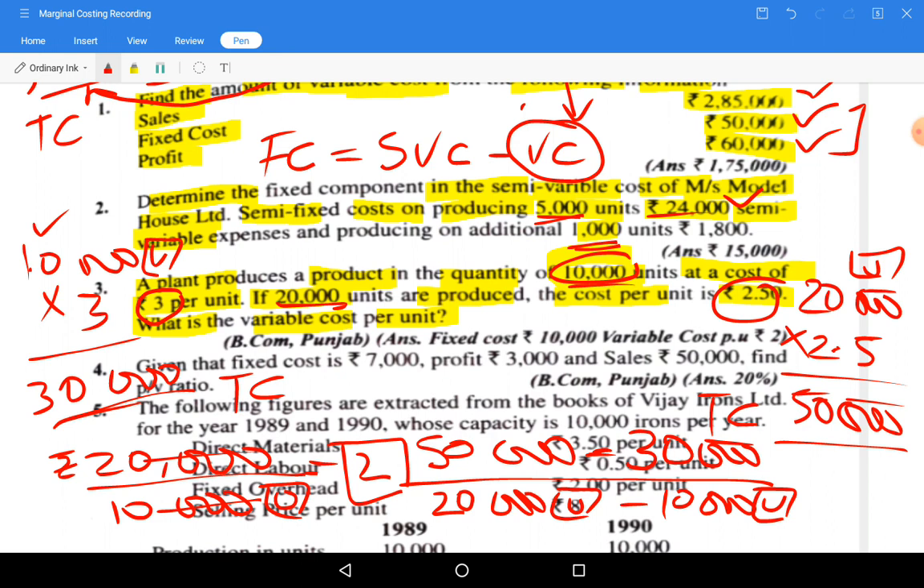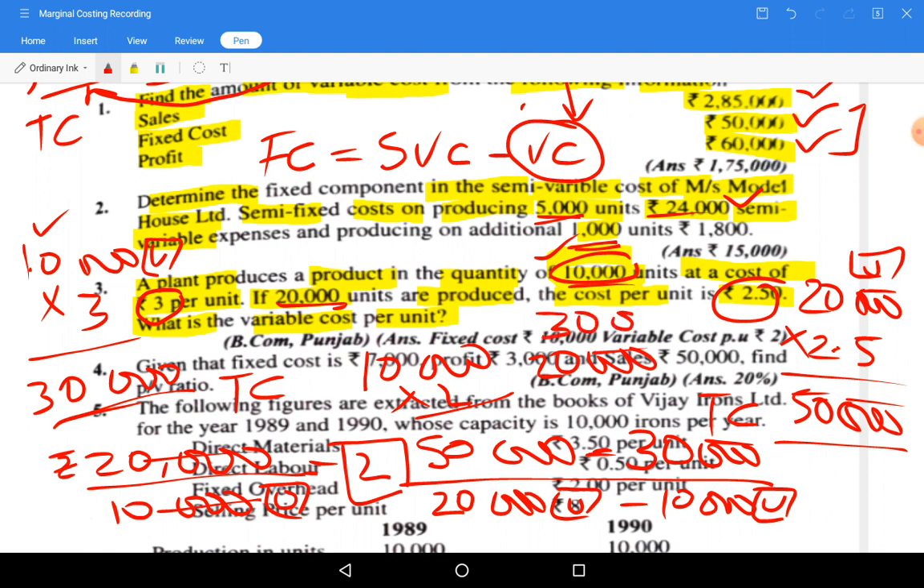And fixed cost will be, now if you are doing it at 10,000 units, 10,000 units into 2 rupees, you will get 20,000 as variable cost, and your total cost is how much?